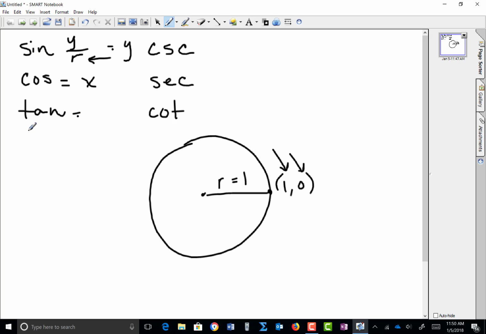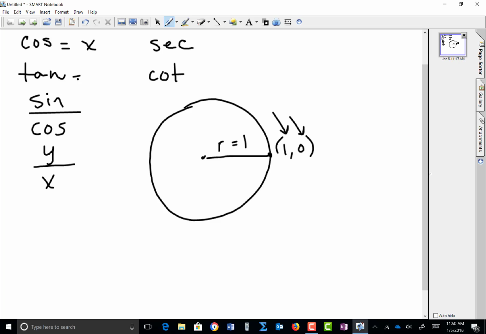Now, tangent's definition is sine divided by cosine. So since sine is y and cosine is x in the unit circle, you take whatever the ordered pair is for sine and divide it by the x value or the cosine value. So let's just do a little example here.